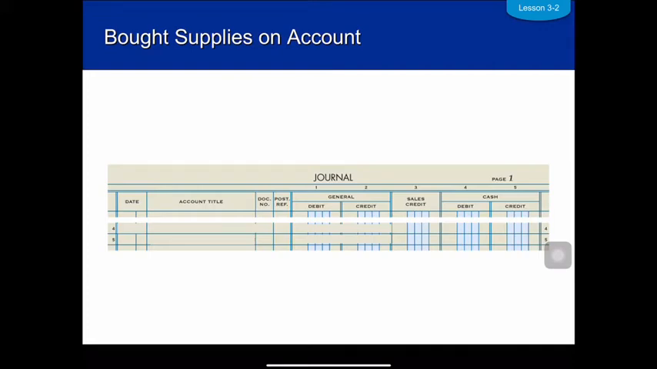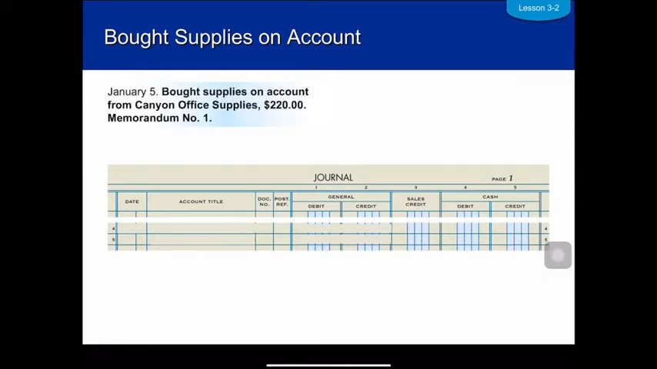In lesson 3-2, we're going to continue working with our journal and entering transactions that we worked with the last couple of chapters. The first one is buying supplies on account. So January 5th, we bought supplies on account from Canon Office Supplies, $220, and we had to fill out memorandum number 1 because it doesn't fall under any other source document.